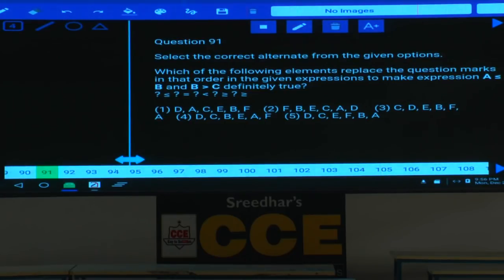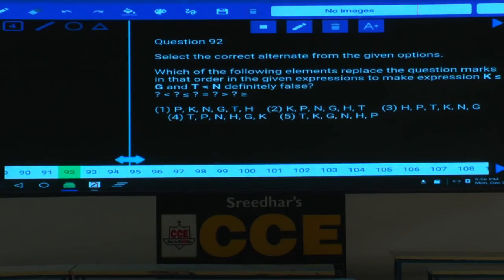Then next one, question number 92. In this question, K lesser than or equals to G and T lesser than N, both of these must be false. In order to make K lesser than or equals to G false, we need to prove that K is greater than G. If you can prove K greater than G, then K lesser than or equals to G is definitely false. Then for T lesser than N to be false, we should prove T is either greater than or equals to N.